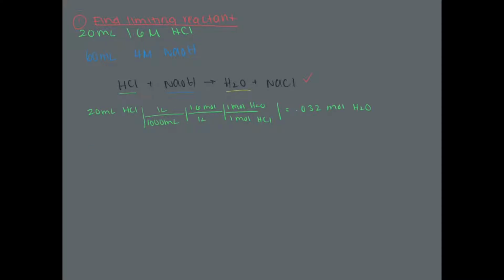Now we're going to do the same for the sodium hydroxide. We start with 60 milliliters, and in every 1 liter, there's 1,000 milliliters. For every 1 liter of the solution, there's 0.4 moles of sodium hydroxide. Using the stoichiometric ratio, for every 1 mole of sodium hydroxide there's also 1 mole of water. So when we multiply all these numbers together, you get a total of 0.024 moles of water. Since this is less than 0.032, this is our limiting reactant.